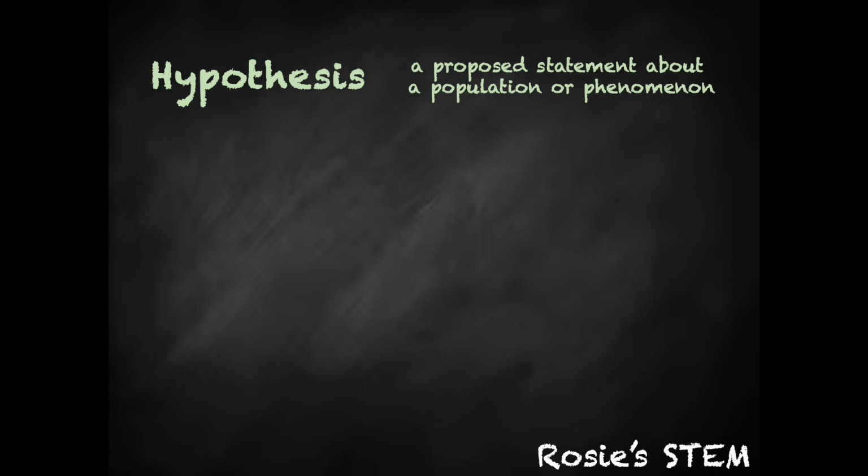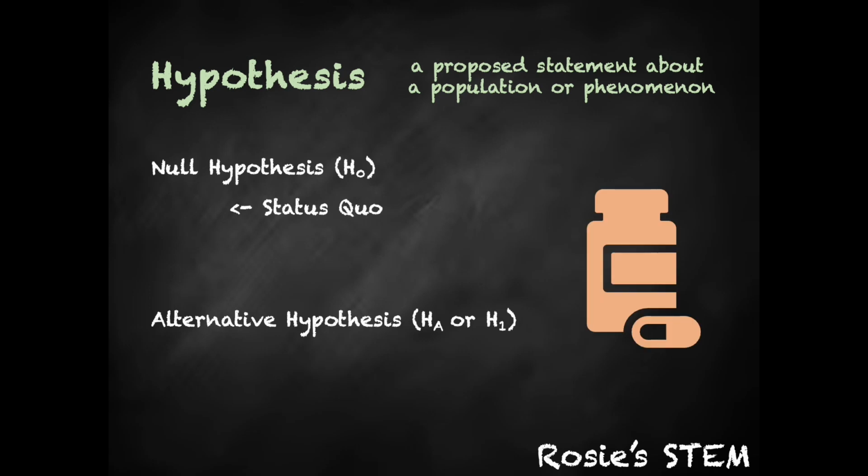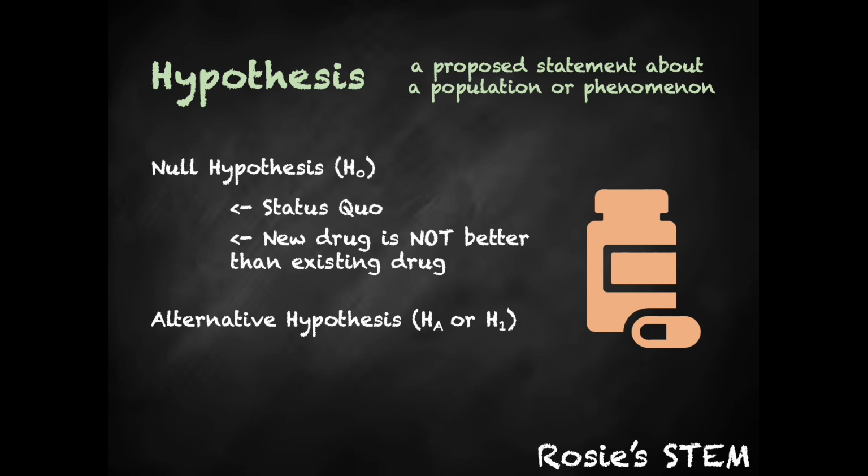In hypothesis testing, we establish two hypotheses. The null hypothesis, which we often call H0, and the alternative hypothesis, which we denote with HA or H1 to be similar to that H0. The null hypothesis represents the status quo, or a situation where there's no effect, no change to what we're currently doing. So let's say we're testing a new drug for disease X. The null hypothesis suggests that there's no improvement compared to whatever the existing drug is.